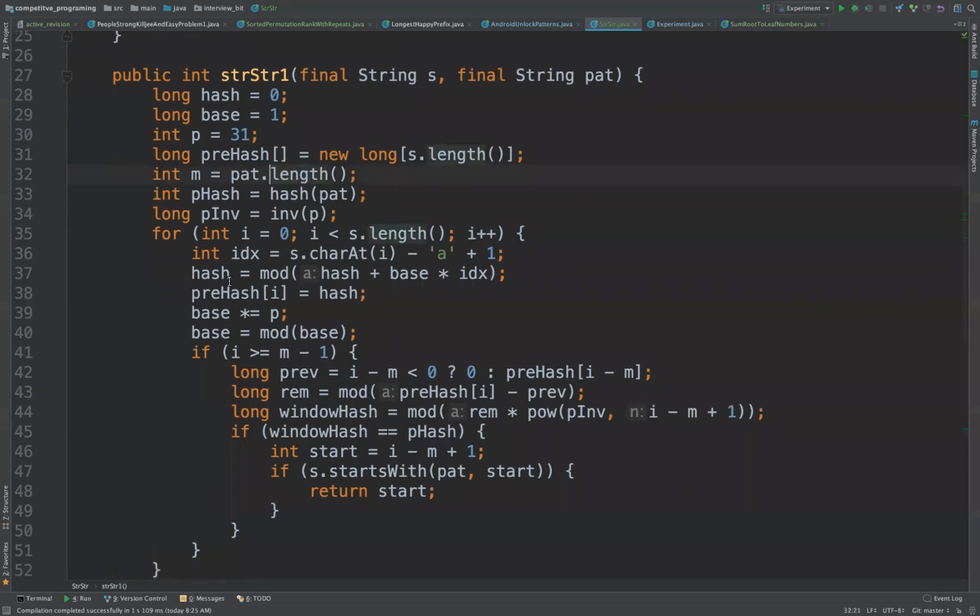So what we do is we calculate the hash of this thing, the hash plus base into index. Here I think someone was asking about the range for s, where we will have to do some kind of conversion. So that's the logic for the conversion.